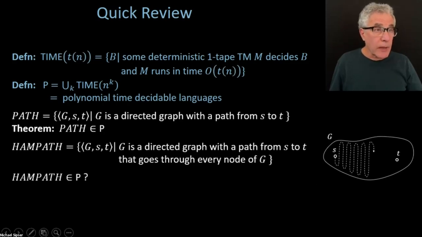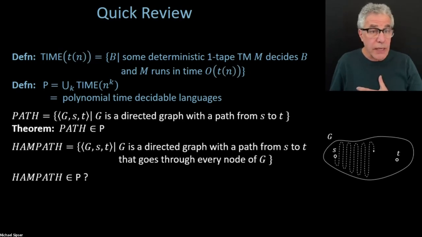The question is, for this problem, can we solve that problem in polynomial time? Can we somehow modify the algorithm for path to give us an algorithm that solves Hamiltonian path in polynomial time? Of course, we could solve Hamiltonian path with an exponential algorithm by trying all possible paths. That will give a correct algorithm, but there are exponentially many different paths, and trying them all will not give a polynomial time algorithm. So the interesting problem is, can we solve that without doing that brute force searching through all possible paths?